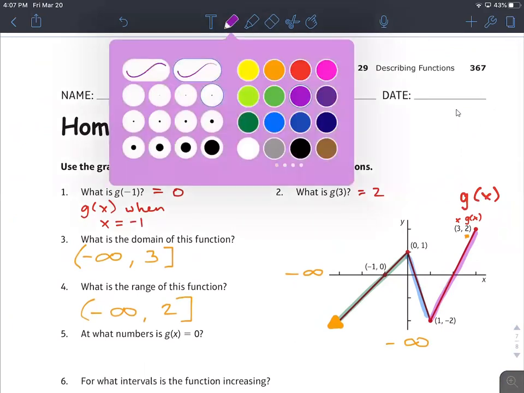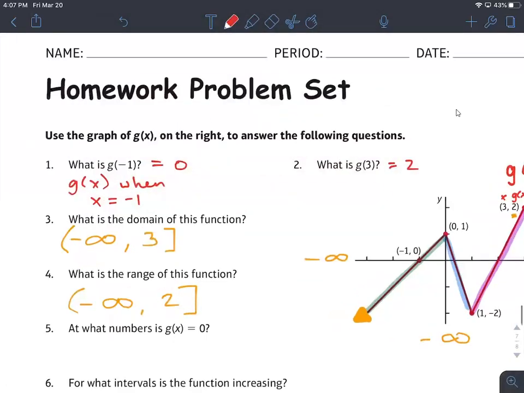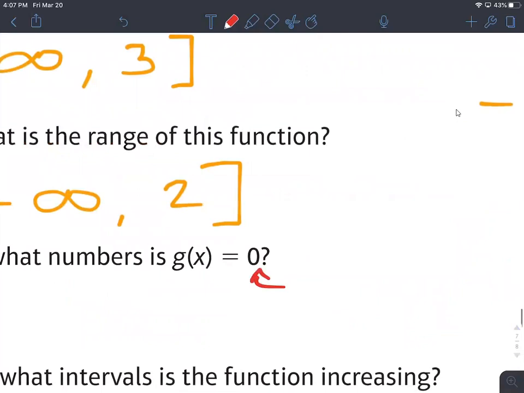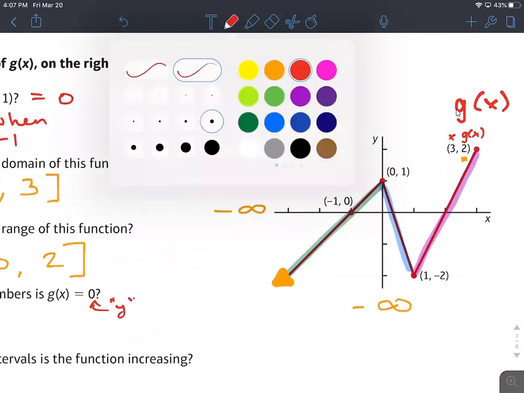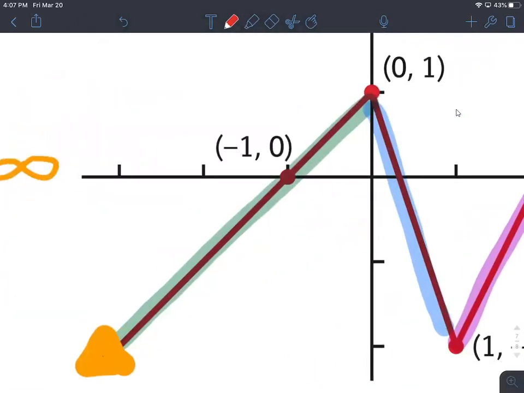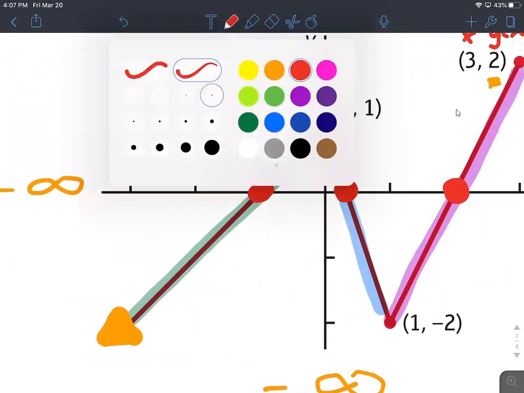All right, next up. At what values, at what numbers is g of x equal to 0? So what that's really asking is, where is our height, our y value, 0. So let's cruise along this graph and see if we can find any spots on here where height is 0. Right there, right there, and right there. AKA, these are our x-intercepts.